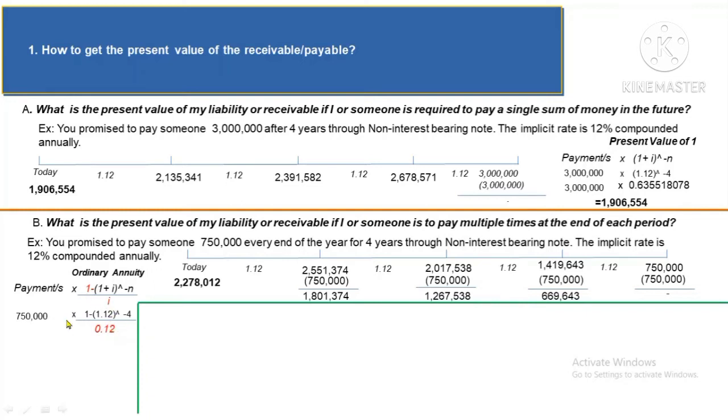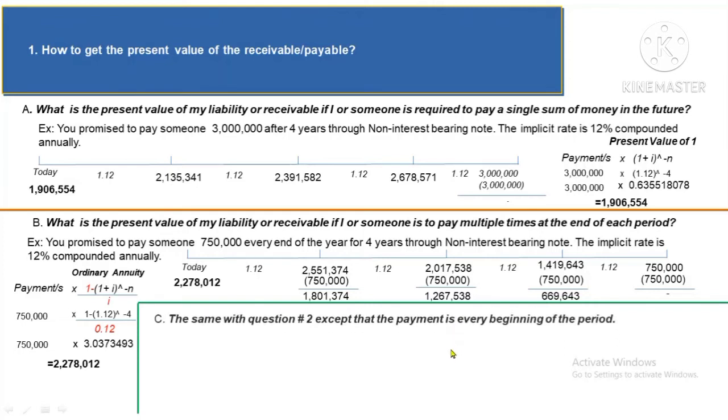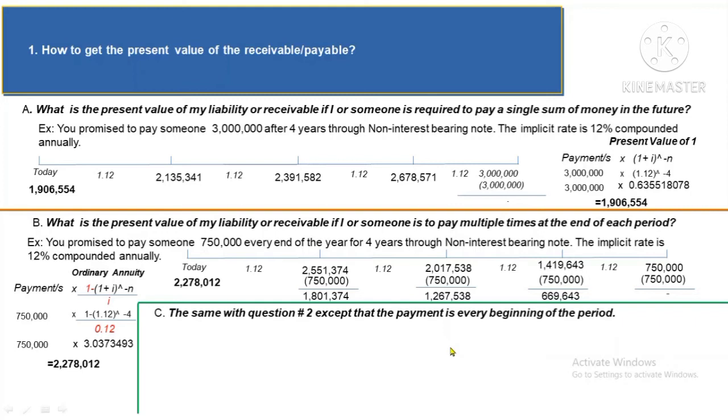So if we are going to summarize this one, we're going to get 3.0373493. And then multiply that again with the payments of 750,000, then we are going to get 2,278,012, which is the same as this one. The last sub-question is the same as the previous illustration. However, the 750,000 will be paid at the beginning of each period. So in timeline, it looks like this one.